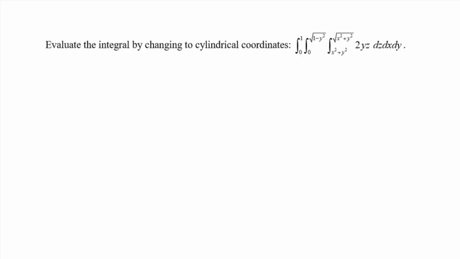Okay, so we want to evaluate the integral by changing to cylindrical coordinates. We have the integral from 0 to 1 of the integral from 0 to square root of 1 minus y squared of the integral from x squared plus y squared to the square root of x squared plus y squared of 2yz dz dy dx.